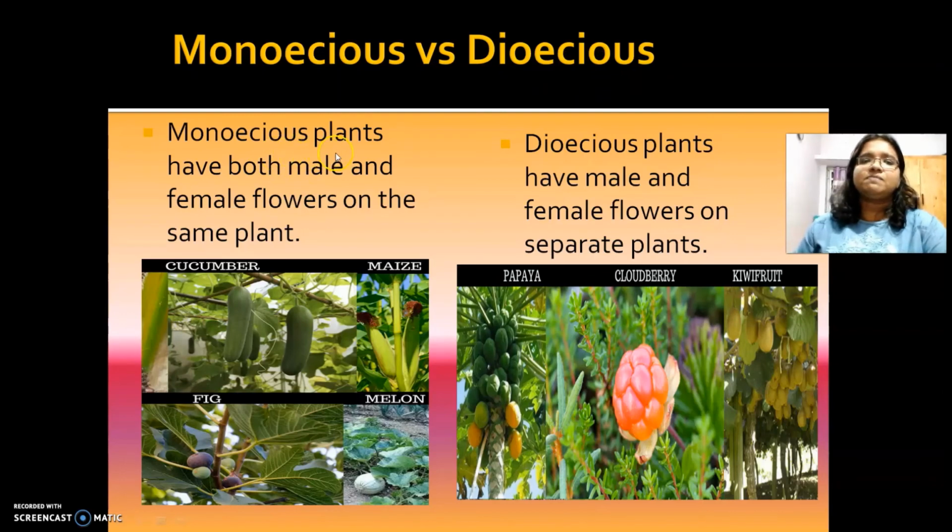In case of monoecious plants, you could see the presence of both male and female flowers on the same plant. Perfect examples are cucumber, maize, fig, melon, etc. Whereas in dioecious plants, sexes are separate. You could see the presence of a male plant and a female plant. The male plant bears the male flowers and the female one has female flowers. Examples are papaya, cloudberry, kiwi fruit, etc.